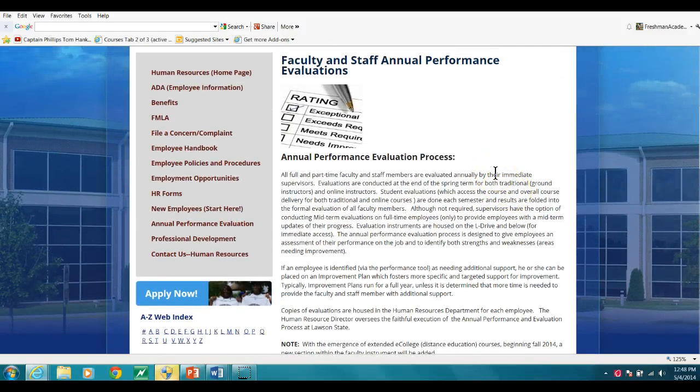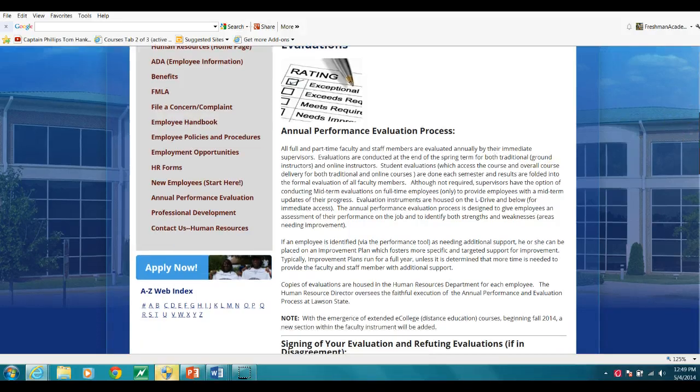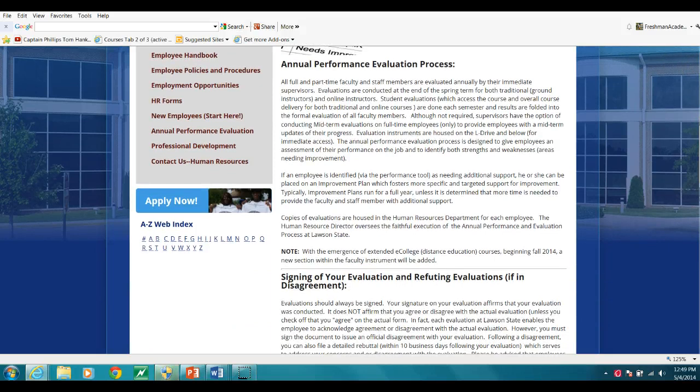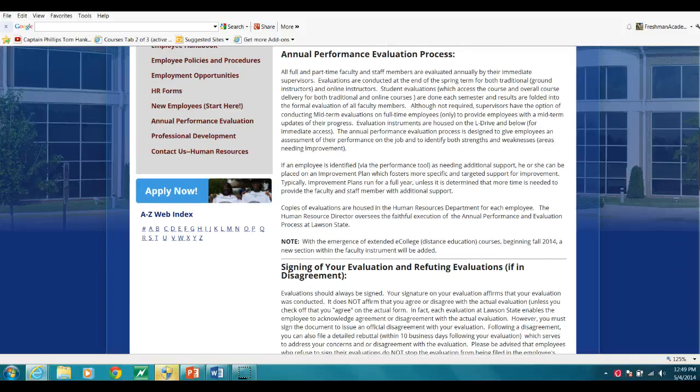In a nutshell, the annual performance evaluation process is conducted annually, once a year, for all full-time, part-time faculty and staff, as well as all administration at the institution. The Human Resources Department conducts, or rather manages, this process. That means that they are the ones who send out the initial emails regarding it, and they also ensure that the evaluations are in fact completed, tracked, and submitted to their office for personnel filing. So it's extremely important. The evaluation process, of course, is important.